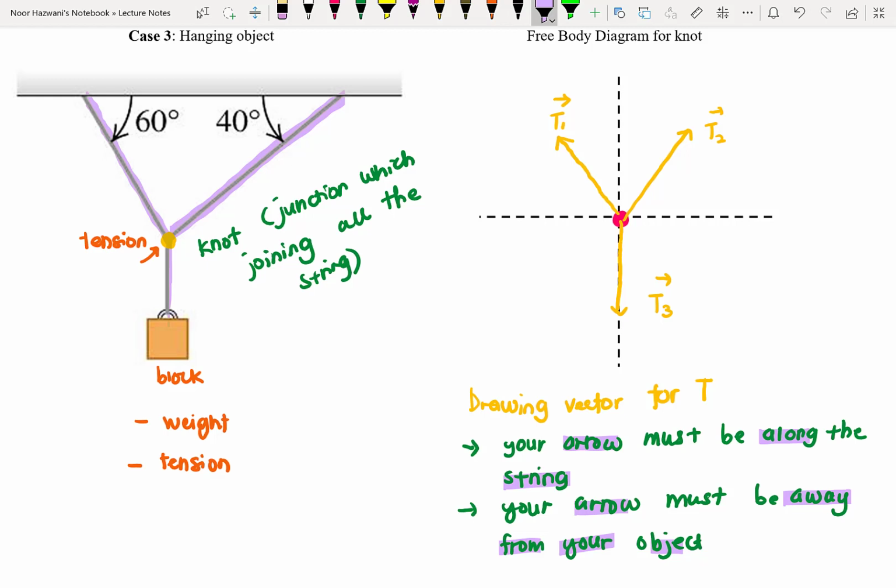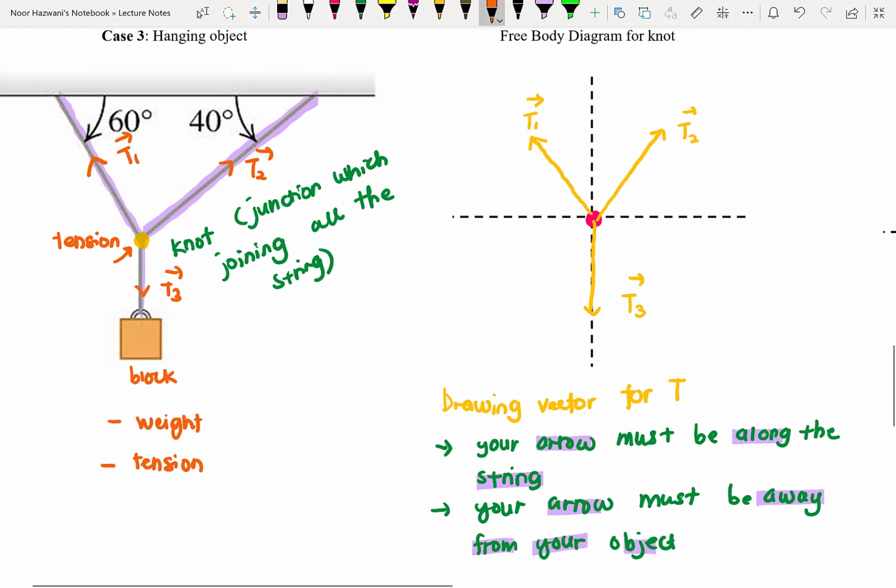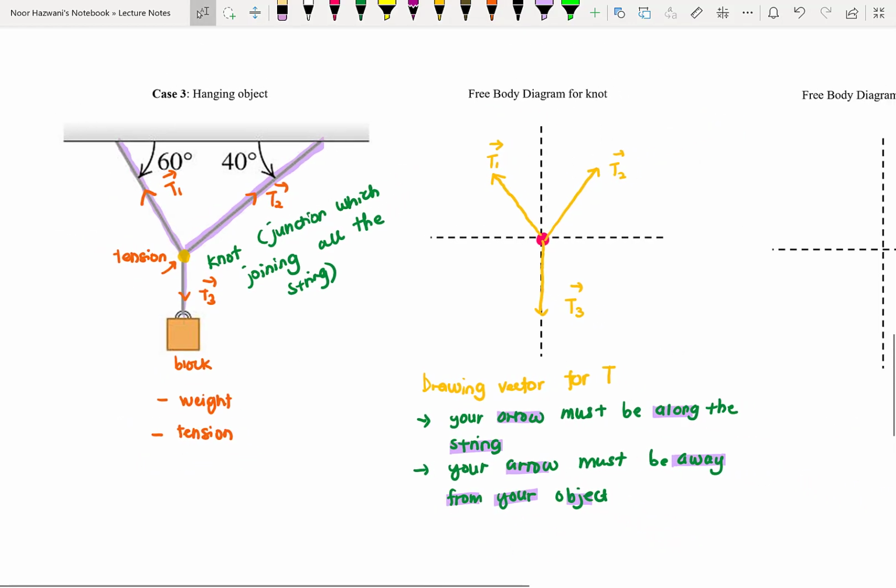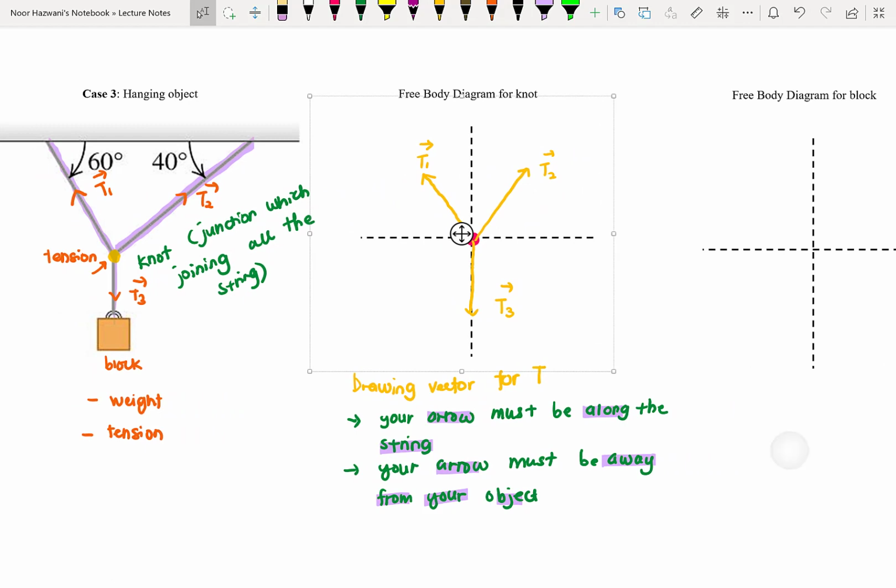So for this one, that's why the direction of T1 is in this way, and T2 is along the string but then away from the node, so in this way. And T3, okay, so this is your object, so T3 would be pointed downward. So just copy all the arrows on the free body diagram. That's so easy.